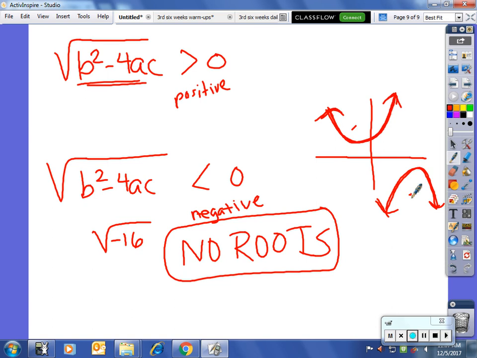That's these kinds of parabolas. And how can I tell that? First of all, I wouldn't be able to factor it. Second of all, if I tried to use the quadratic formula, I would end up with a negative number under here. So as soon as I see that, you're going to tell me no roots. You're not going to tell me no solution. You're just going to tell me it does not have roots.